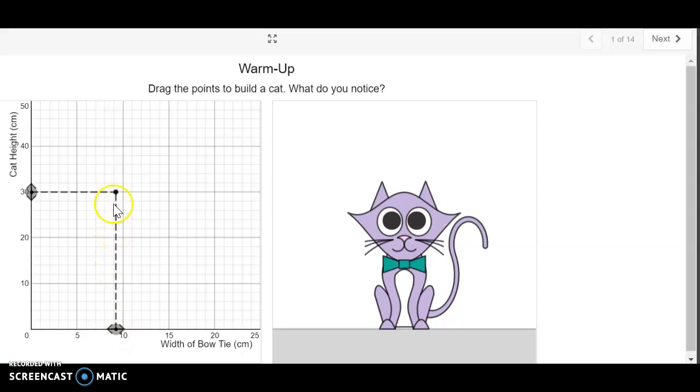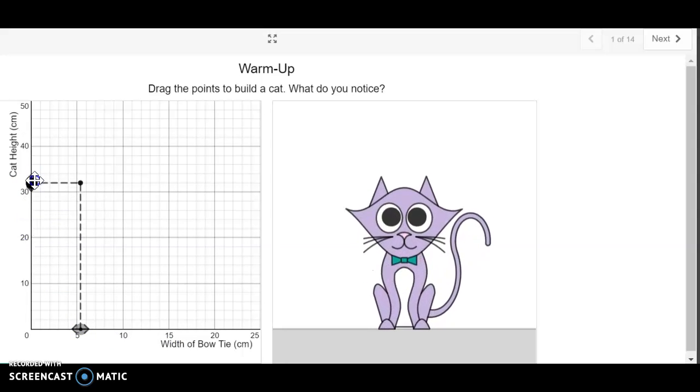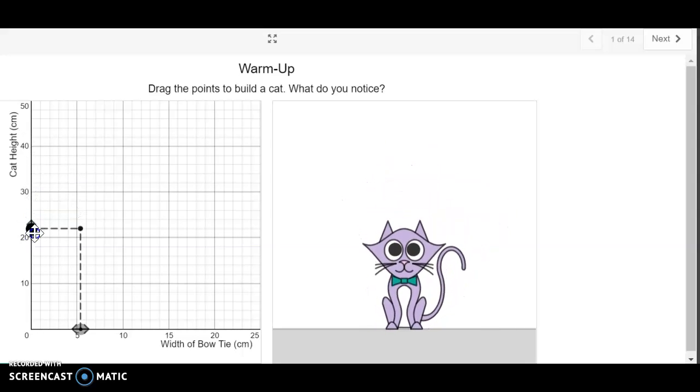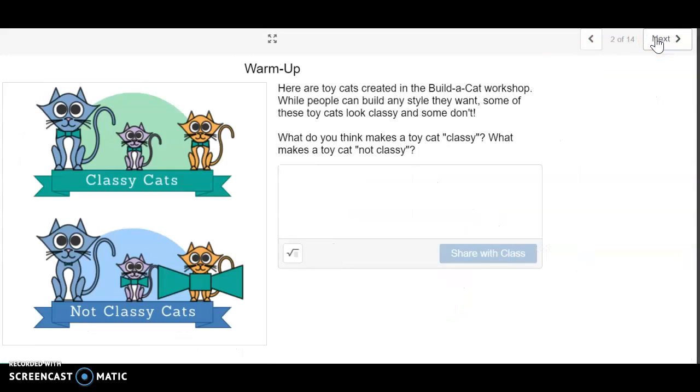So this point right here on the coordinate plane, you have the capability of moving that point on the x-axis by dragging it along this way, and notice what that does to the cat. Then you also have the capability of moving that point up and down on the y-axis. I just want you to pay attention to what that does to the cat. So play around with that. Go to the next screen.